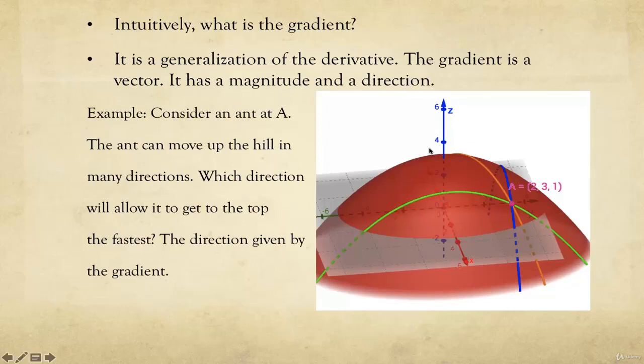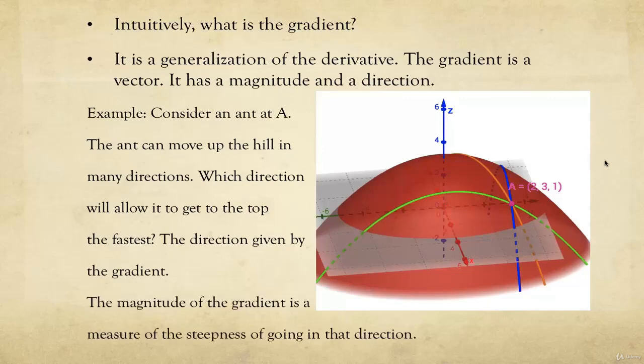So again, here's the ant. The ant is on this curve. And here's how you interpret the gradient. The ant can move in any direction it wants. It can choose to move only along the x direction, as we saw earlier with the partial derivative, or it can choose to move along the y direction, which is given by the green and the blue lines. Or in fact, it can choose to move in any direction, say, a random direction given by the orange curve. So the ant is free to move in any direction.